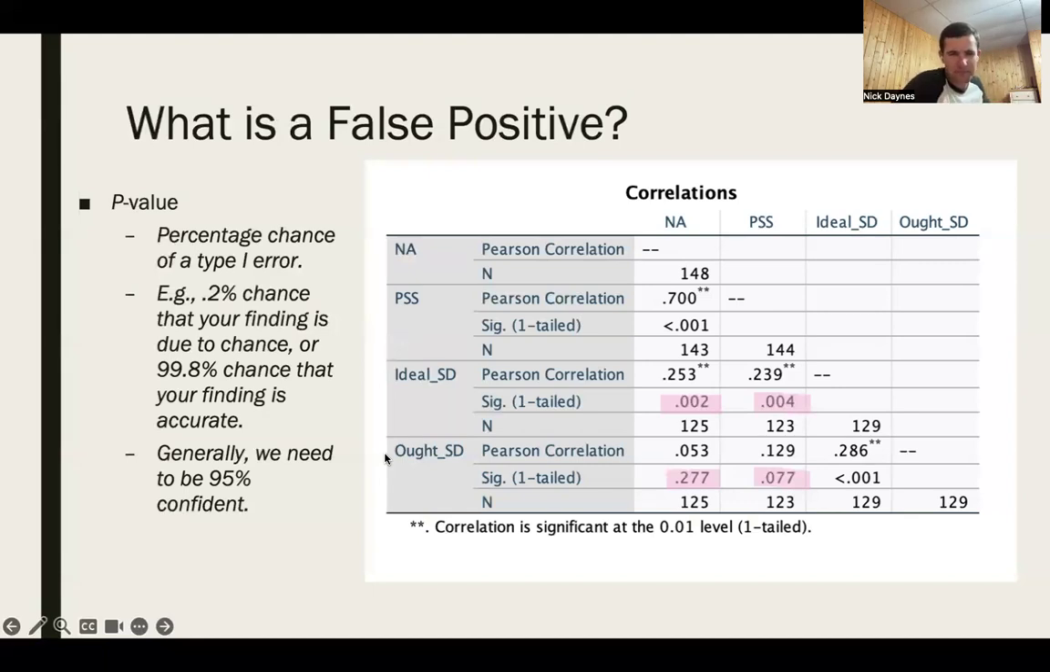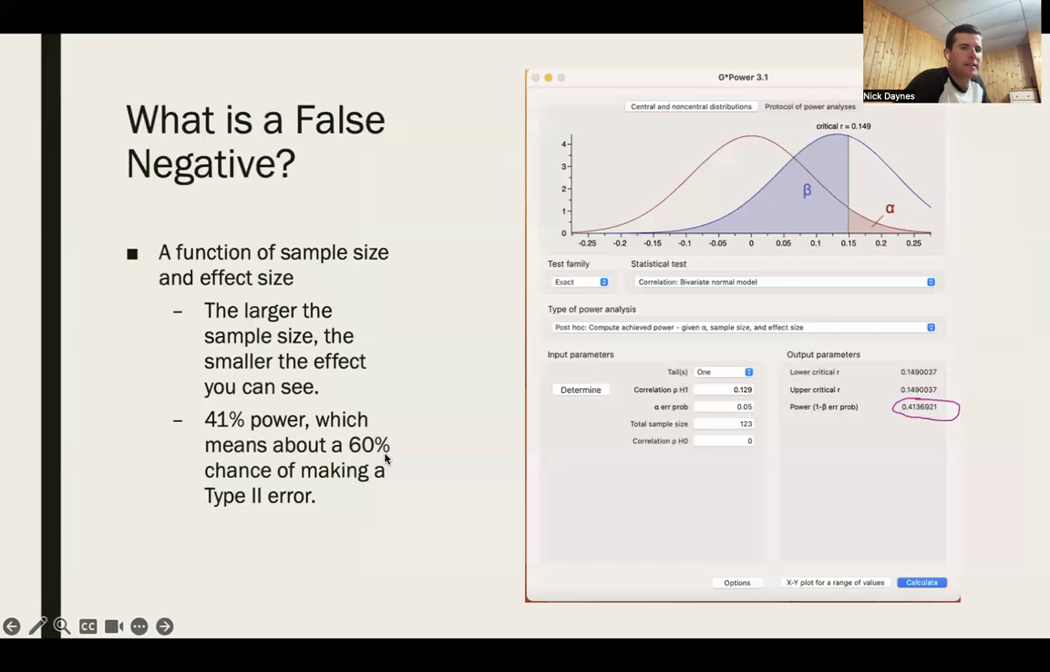But that's the idea. A false negative is a function of sample size and effect size. And don't overcomplicate it. Really what this means is that when you have a larger sample size, you can detect smaller effects. So what you do is you do this thing called a power analysis, and power is the ability to detect an effect. The opposite of power is a type 2 error. So what I have circled here on this picture is 0.41 power, which means that I had in my study for those correlations a 60% chance of making a type 2 error, a 60% chance of having a missed opportunity.